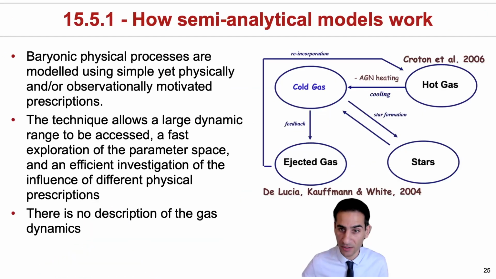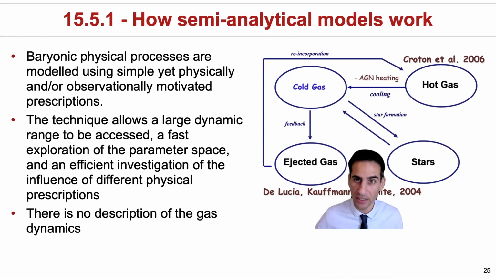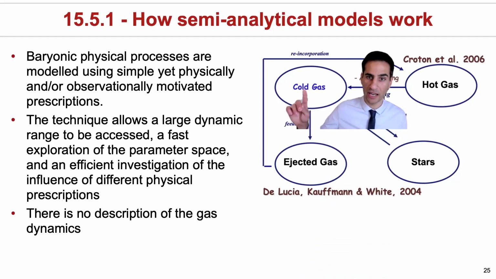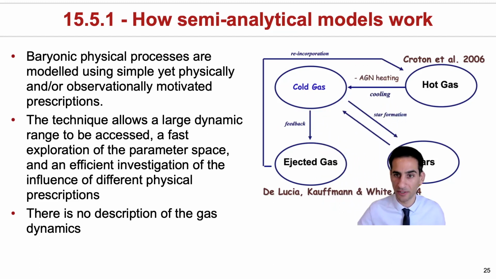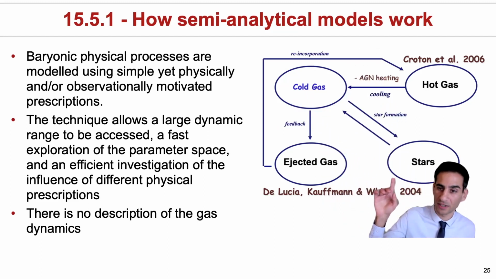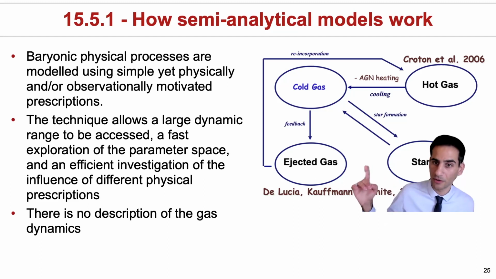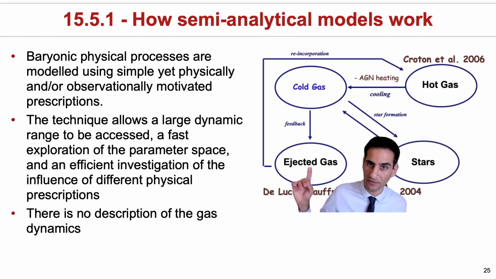In practice, what you will typically be following is essentially going from cold gas that can form stars through a process of star formation. And then these stars, some of them, you know how many will go supernova, leading to ejected gas with a given temperature.